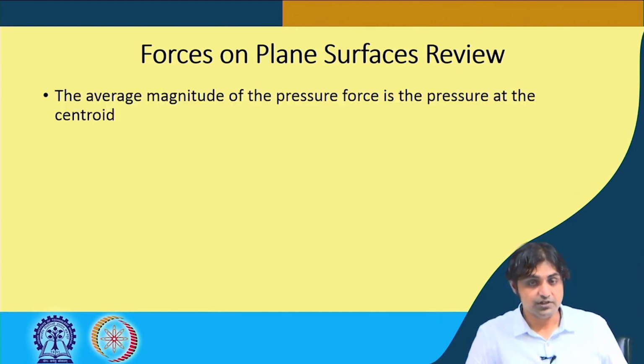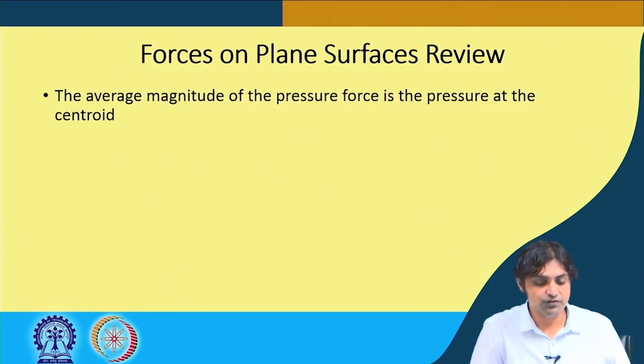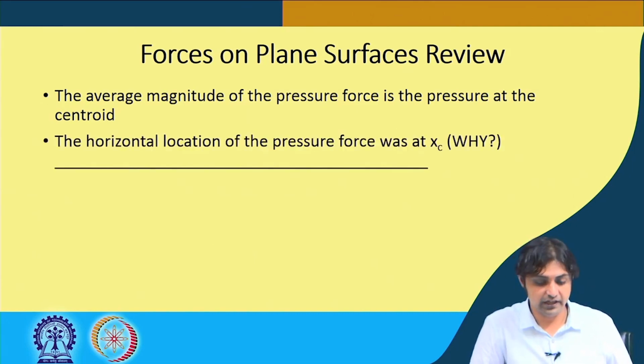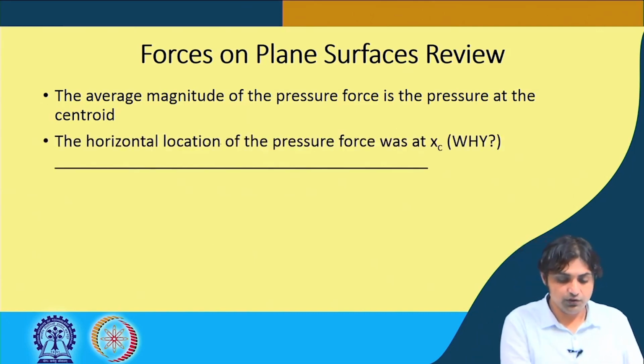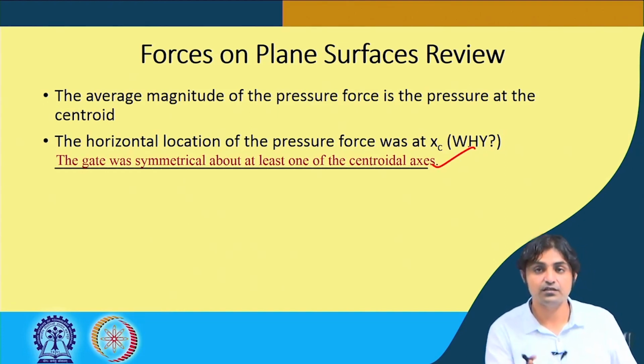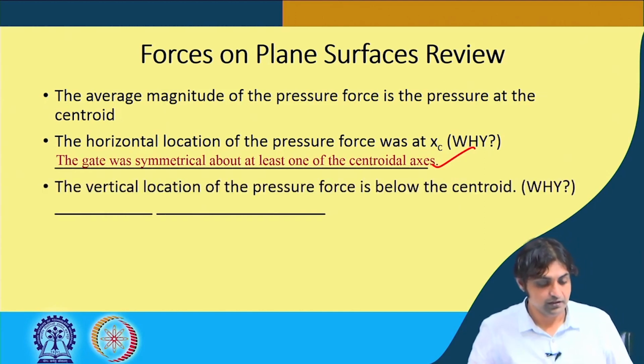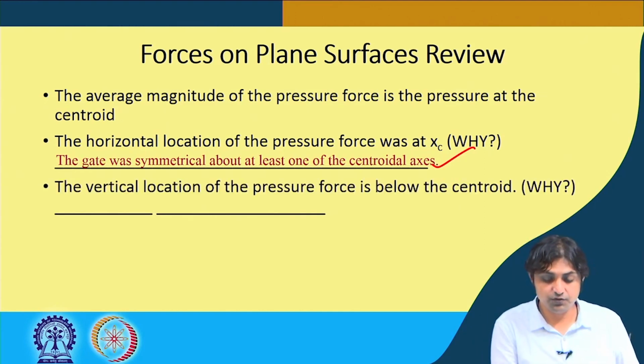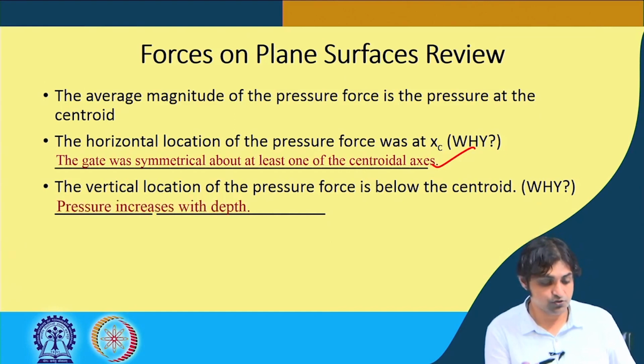Some of the important results: the average magnitude of the pressure force is the pressure at the centroid. This is what we have seen, correct. The horizontal location of the pressure force was at XC. Why? In this particular problem, the gate was symmetrical about at least one of the centroid axis. In that case, it was 0 XC. The vertical location of the pressure force is below the centroid. This we have answered so many times, because the pressure increases with depth, correct.